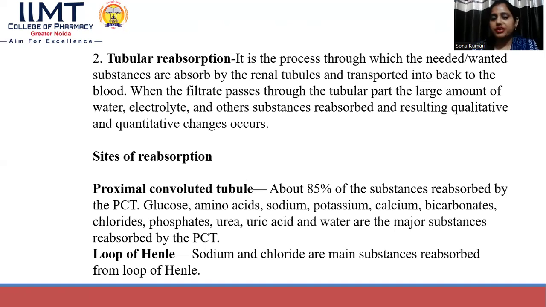These are the sites of reabsorption. First is proximal convoluted tubule. About 85% of the substances are reabsorbed by the PCT, that is proximal convoluted tubule. Glucose, amino acids, sodium, potassium, calcium, bicarbonate, chloride, phosphate, urea, uric acid, and water are the major substances reabsorbed by the PCT. Second is loop of Henle. The sodium and the calcium ions are the main substances reabsorbed from the loop of Henle.